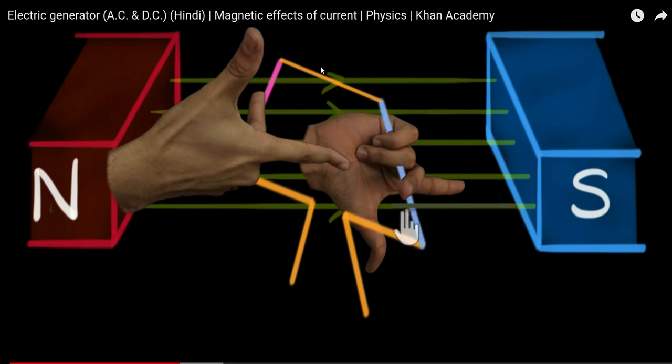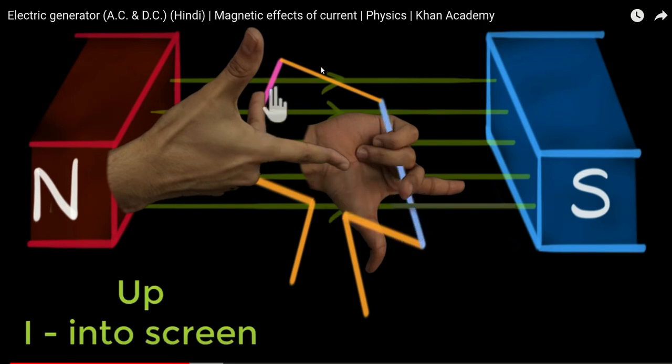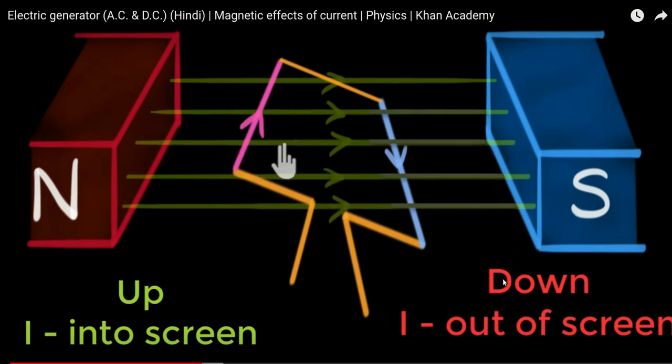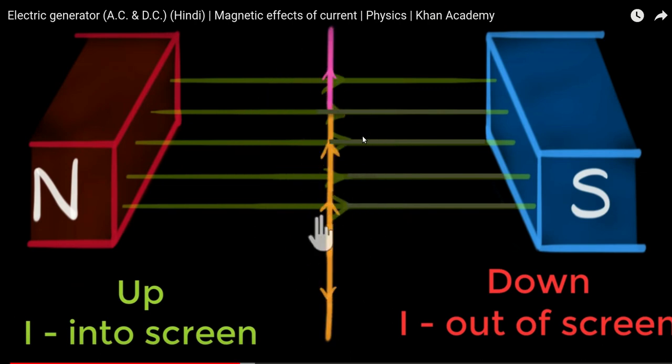So now let us put arrows to tell the direction. There you go. Pink is into the screen and blue is out of the screen. So for downward force, I is out of the screen, and for upward force, I is into the screen, where I is current. We have put the arrows, and the arrows are now showing us the direction of the current. So this is how it moves.